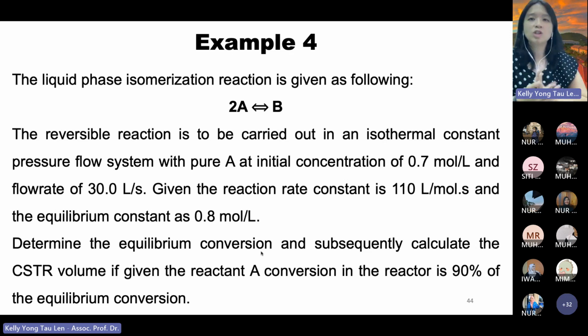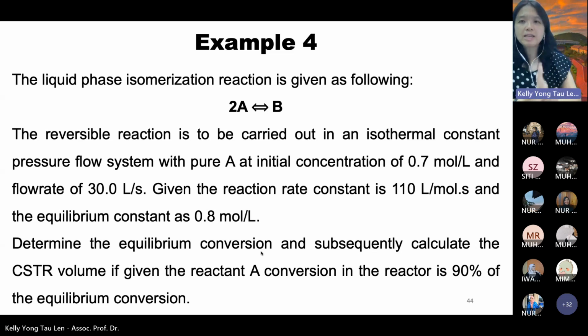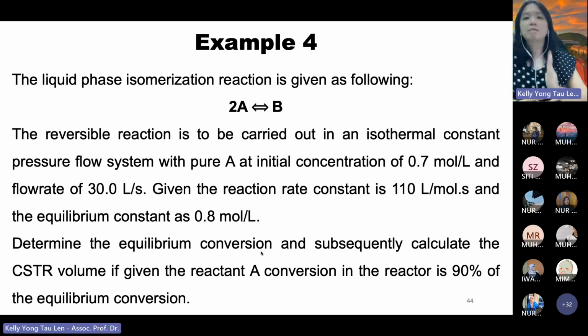X is the conversion before reaching equilibrium, and we design the reactor at a conversion before equilibrium. So it means at X, not XE. For example, say my XE is 80%, I will design my reactor at, let's say, 75% or 70%. We don't want it to reach equilibrium, because at equilibrium the reaction rate is zero. That's not possible, right? Then we calculate XE and subsequently calculate the volume of the CSTR, given the reactant A conversion in the reactor is 90% of the equilibrium conversion.